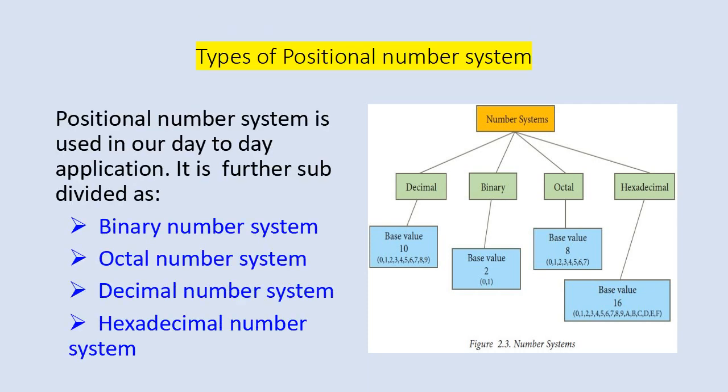As the position number system is widely used in our day-to-day activities, we will further discuss the types of position number systems. Position number systems are further subdivided into the binary number system, octal number system, decimal number system and hexadecimal number system. We will discuss them one after another in detail.